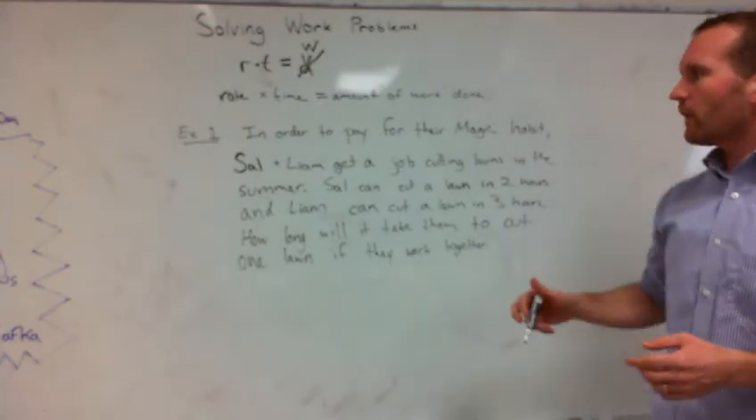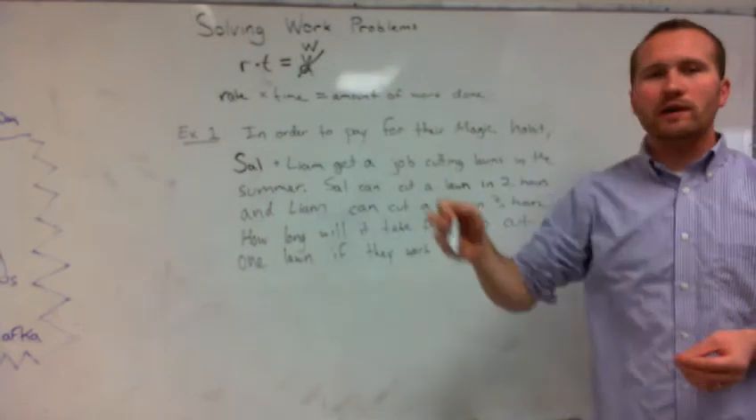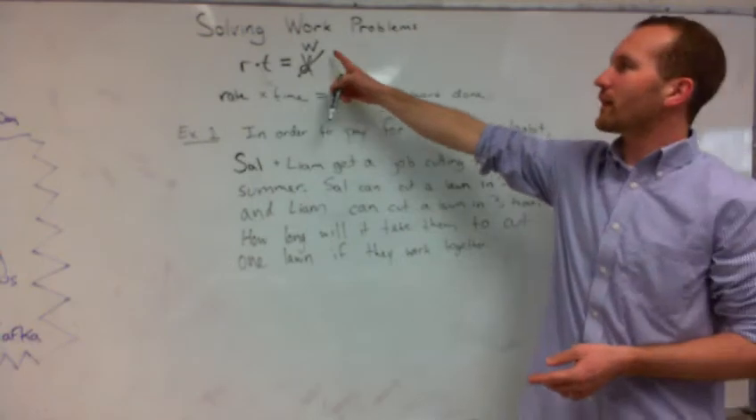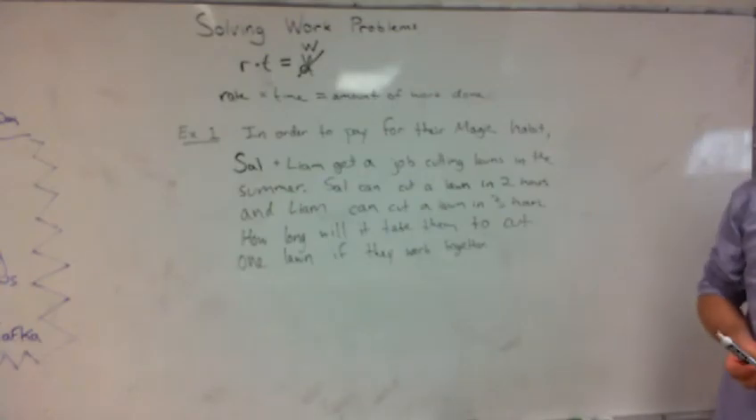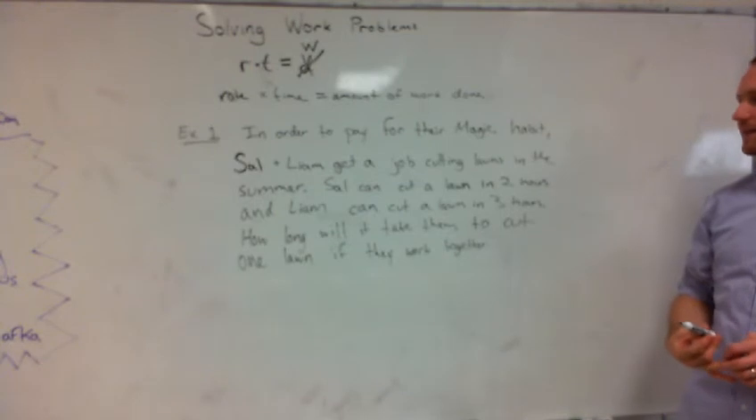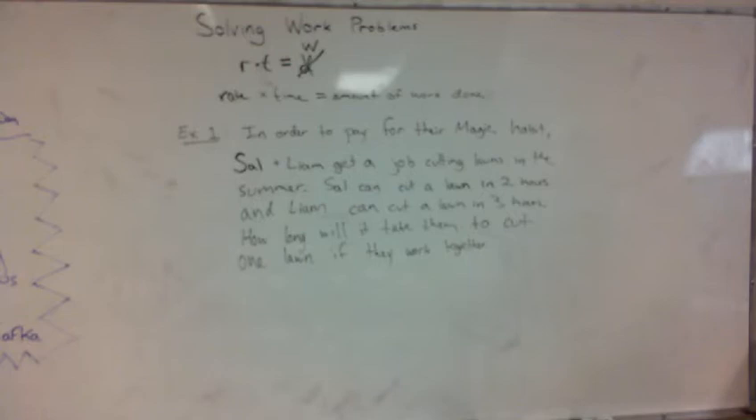Thank you. All right, so we're going to talk today about word problems that involve work, and these are basically just a variation on rate times time equals distance, where instead of distance, now we have the amount of work done. So here's an example. In order to pay for their magic habit, Sal and Liam get a job cutting lawns in the summer. Sal can cut a lawn in 2 hours, and Liam can cut a lawn in 3 hours. How long will it take them to cut one lawn if they work together?